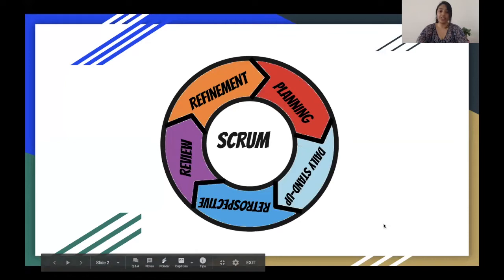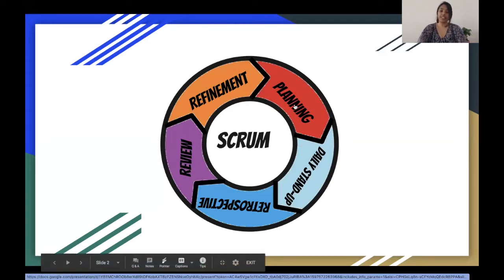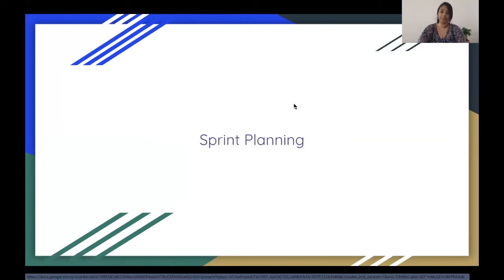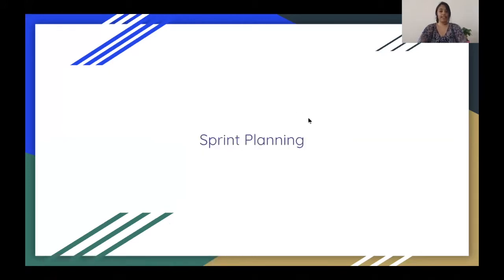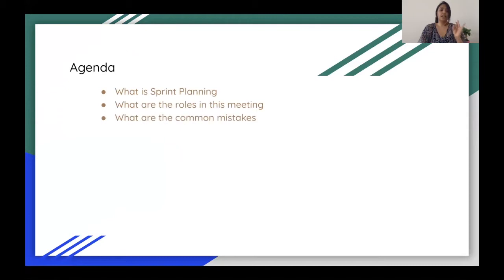In my previous video, I had spoken about refinement. Today, we go to the next step, that is planning. Sprint planning. What is our agenda for this video? Our agenda is going to be what is sprint planning, what are the roles in this meeting, and in my experience, what are the most common mistakes I have noticed teams make.